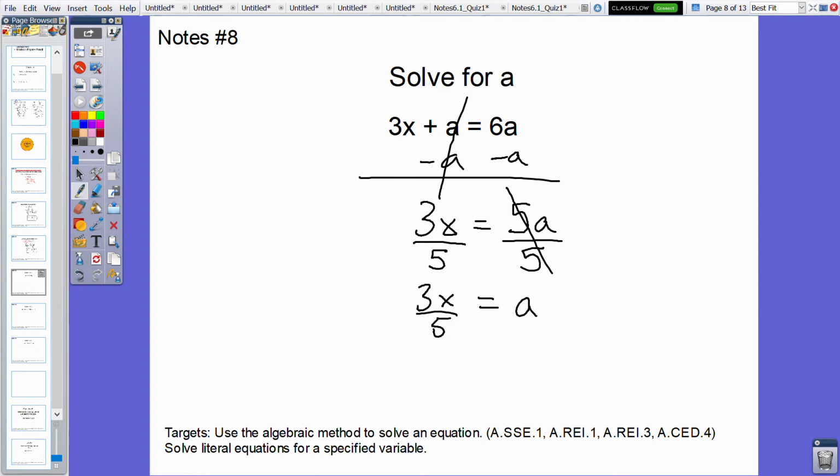If we wanted to, we could rewrite it as 3/5 x, it means the same thing, okay? But if you leave it as the first one, that's totally acceptable. Okay?